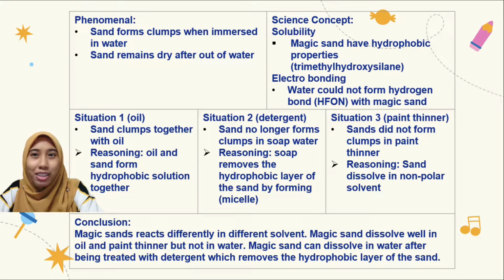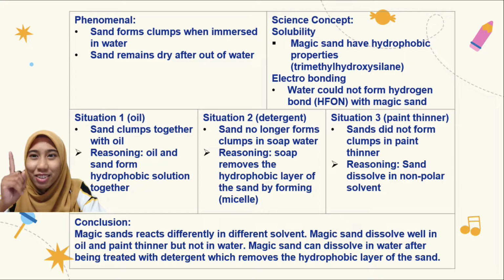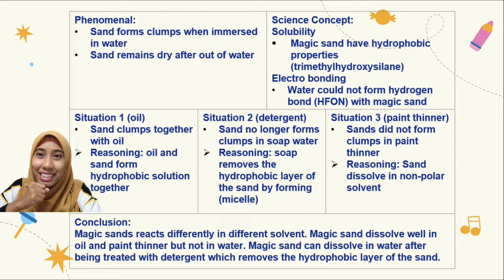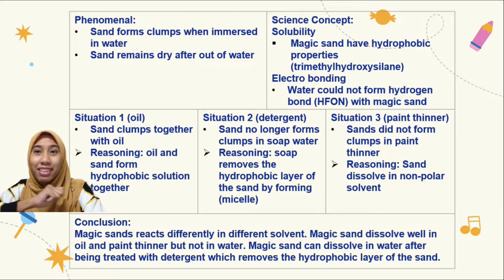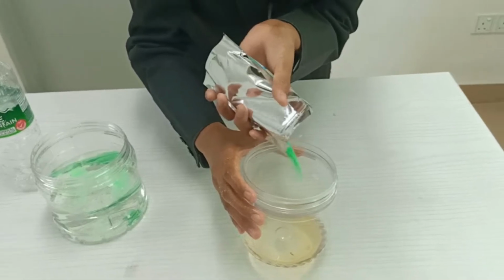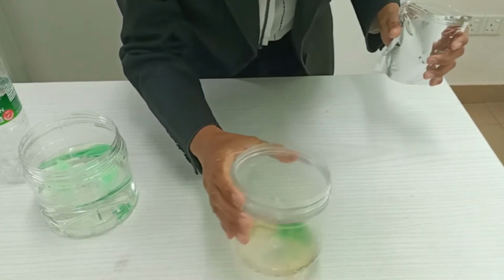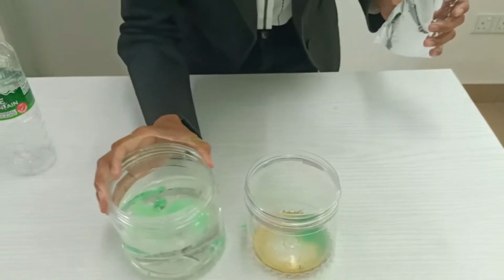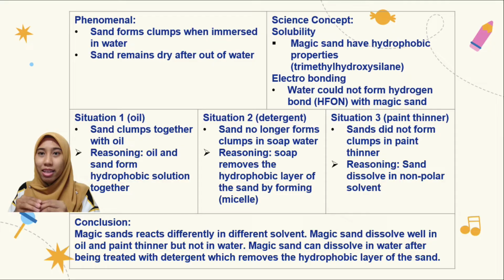And how about the solutions that I used? Did you guys know what the solutions are? You're curious? Okay, let me explain more. For solution 1, as you can see, it's yellowish, so it's actually an oil. The sand clumps together with oil, and that's why, as you can see, when it is immersed in the yellow solvent in solution 1, it forms a hydrophobic solution together. It can dissolve in the oil.